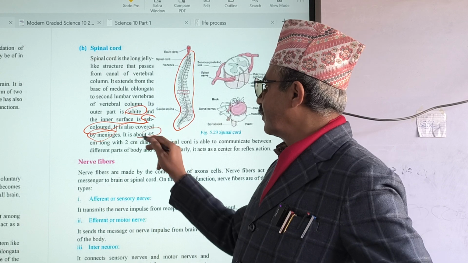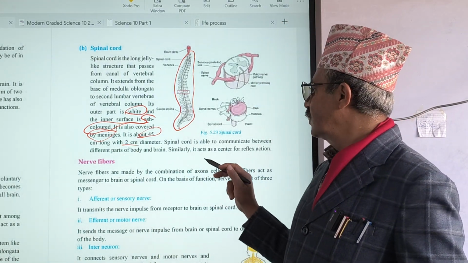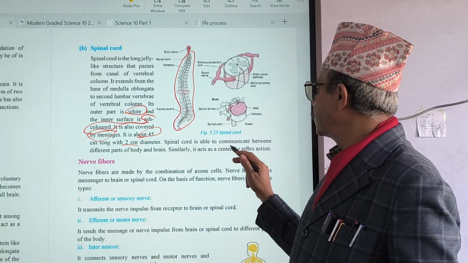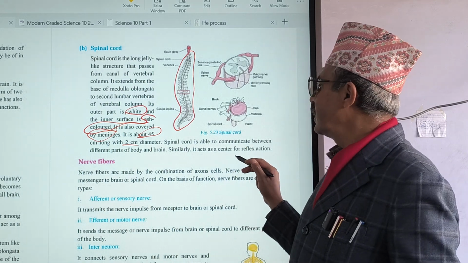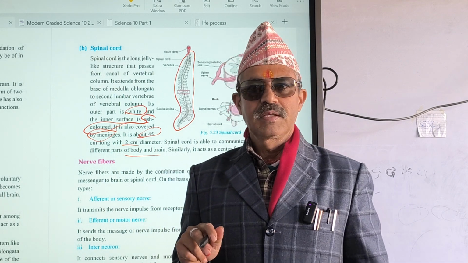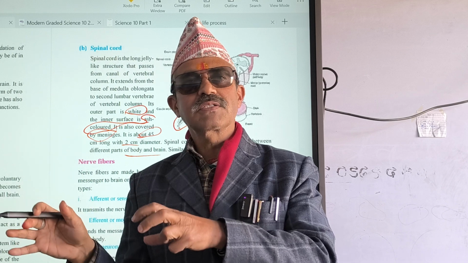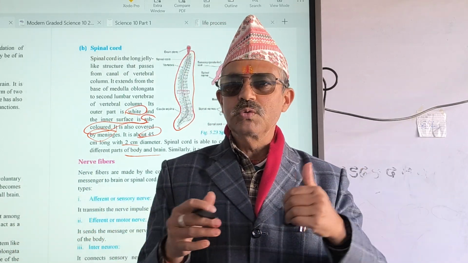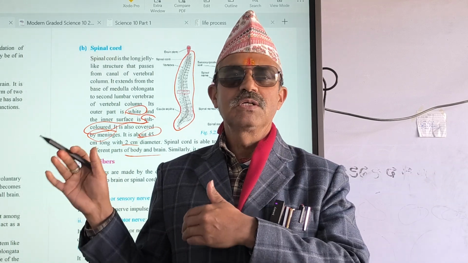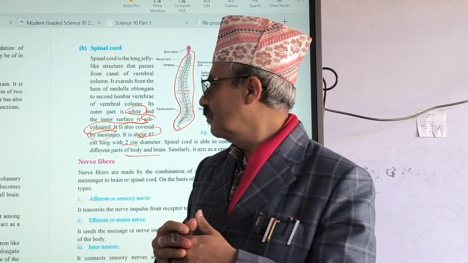And what is the length? 45 centimeter. Diameter? 2 centimeter. And the main function of spinal cord is to act as a link between different parts of body and brain. It acts as a bridge. Message from different parts of the body reach brain through spinal cord. Order from brain again reach different parts through spinal cord. So spinal cord acts as a link or bridge.